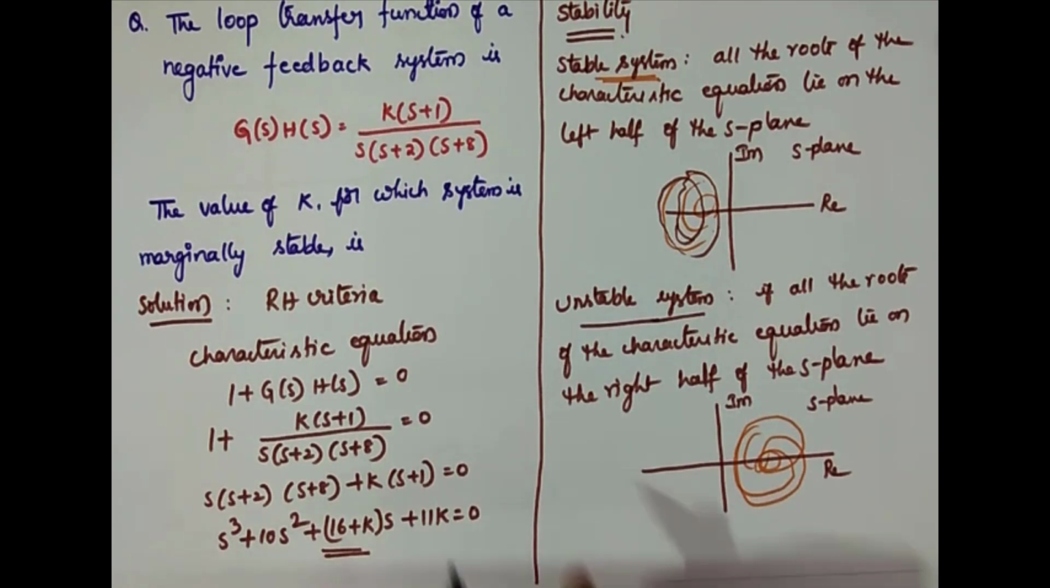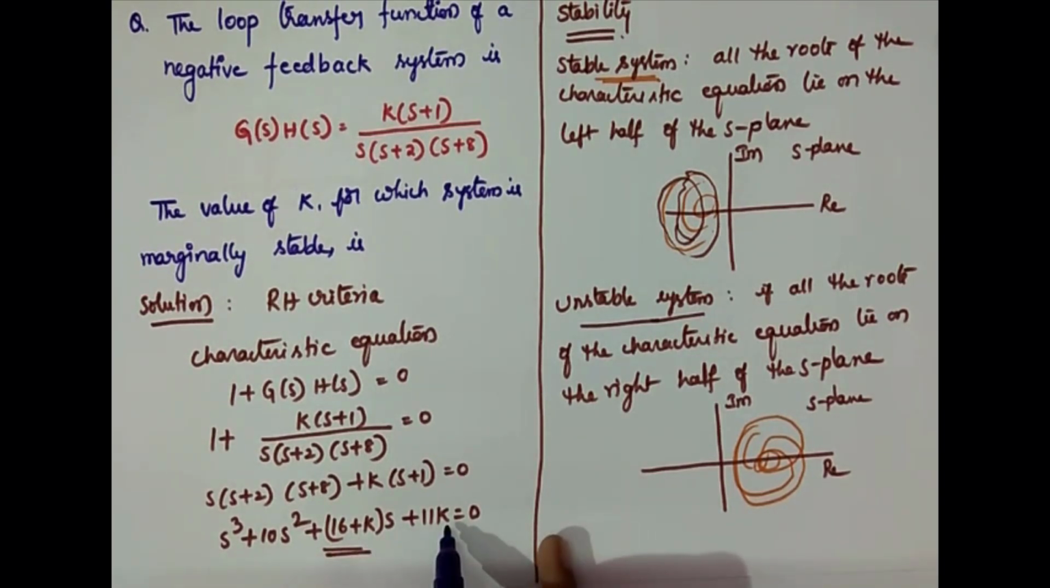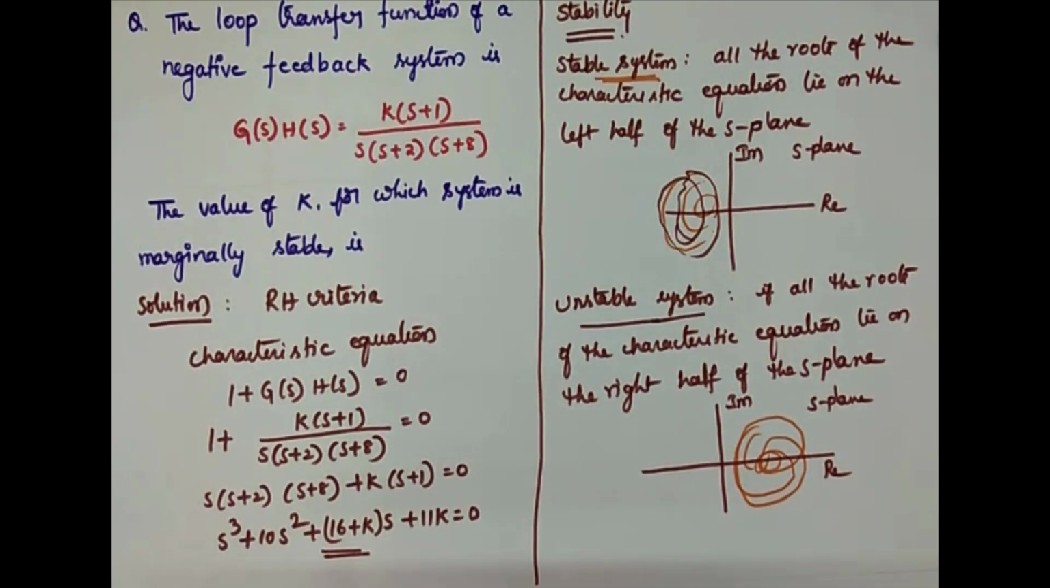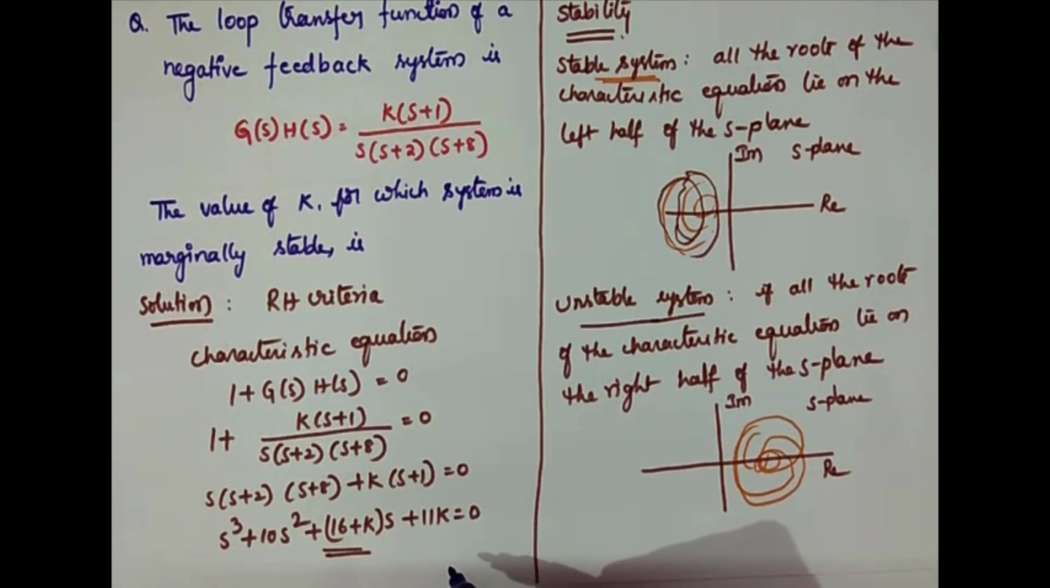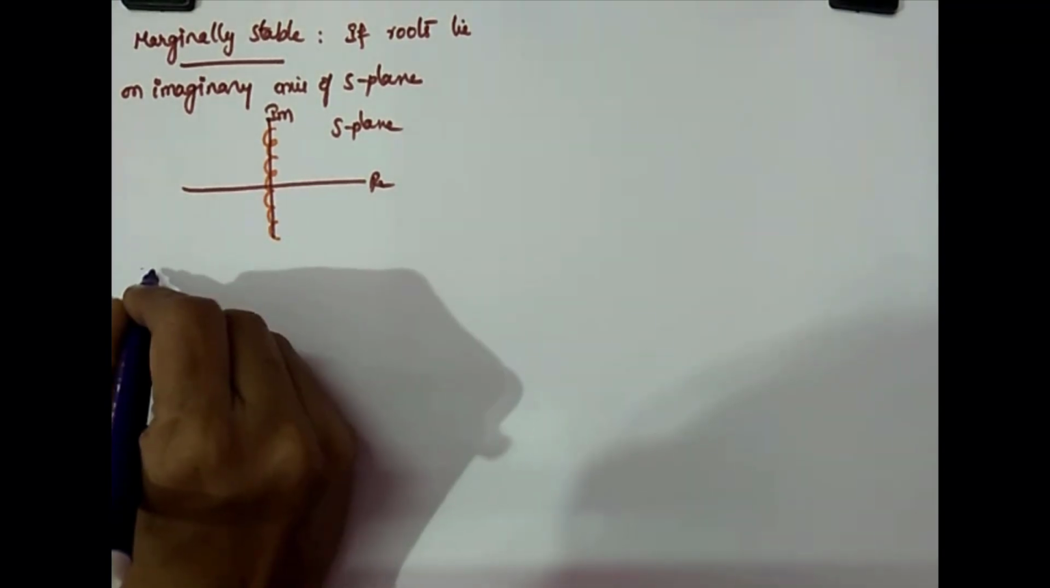Now, this characteristic equation is a third order polynomial, meaning it consists of an S cube term. Finding the roots of a third order characteristic equation is very difficult if you follow the basic procedures. For that, we have a criteria called the RH criteria or Routh-Hurwitz criteria.